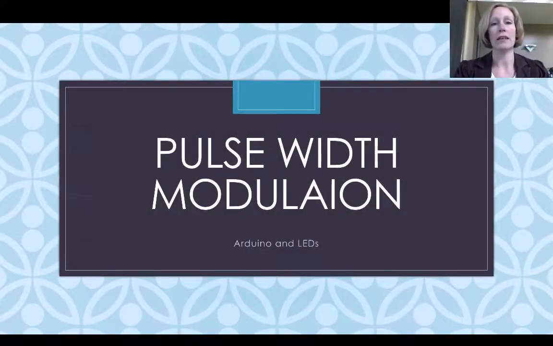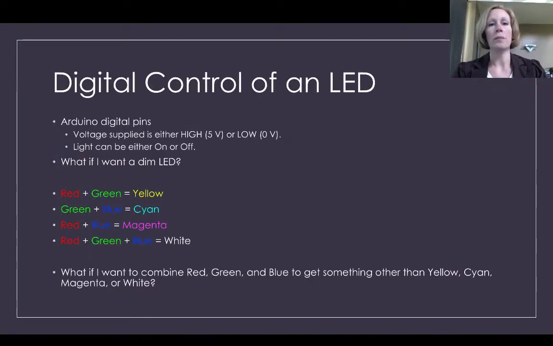So today in this lesson we're going to be talking about how we can better control an RGB LED with an Arduino, and we're going to be using something called pulse width modulation, so we need to understand what that is.